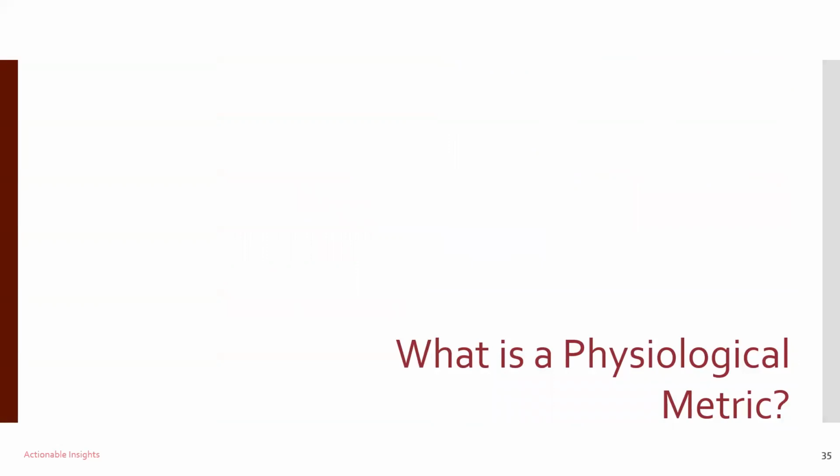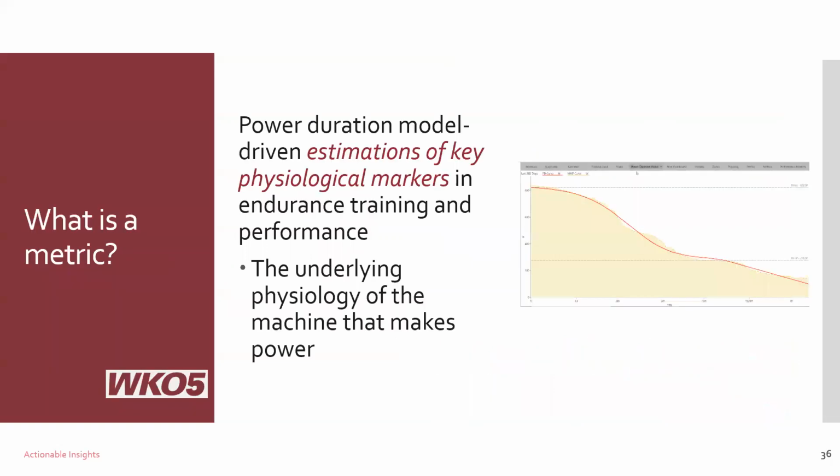What's a physiological metric? We've gone over some core power items. What's a physiological metric? Well, what is a metric? It's a power duration model driven estimation of key physiological markers in endurance training and performance. So really we're looking at the yellow, right, the yellow is your mean maximal power curve, your power duration actual output. And the red is your power duration curve. You can see this athlete matches up pretty darn well. You can just visually see it.